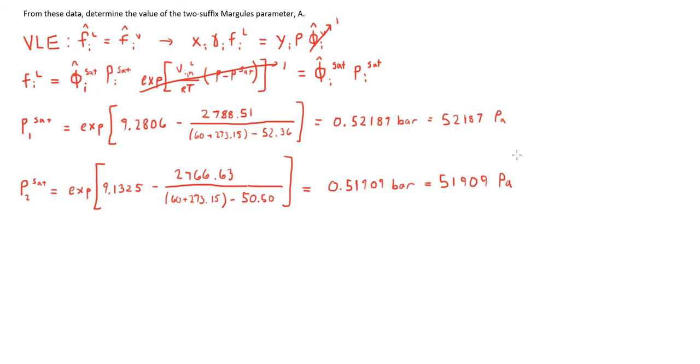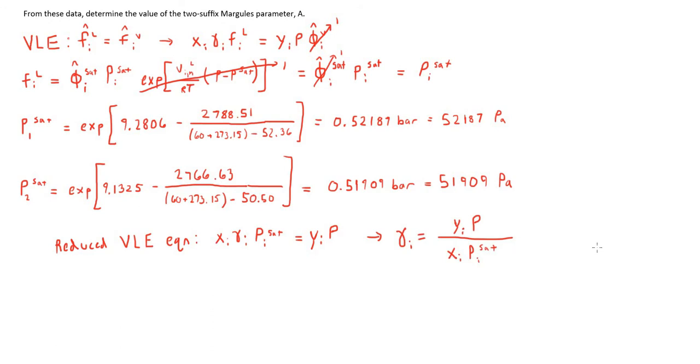Using the data for Antoine's equation in the back of the book, we can calculate the saturation pressures of benzene and cyclohexane at 60 degrees Celsius, and you'll get the following answers. Since the saturation pressures are so low, this confirms that we can neglect the fugacity coefficient at saturation. Applying the simplifications that we made, this is our now reduced vapor-liquid equilibrium equation. We can now rearrange this to solve for the activity coefficients of species 1 and 2.